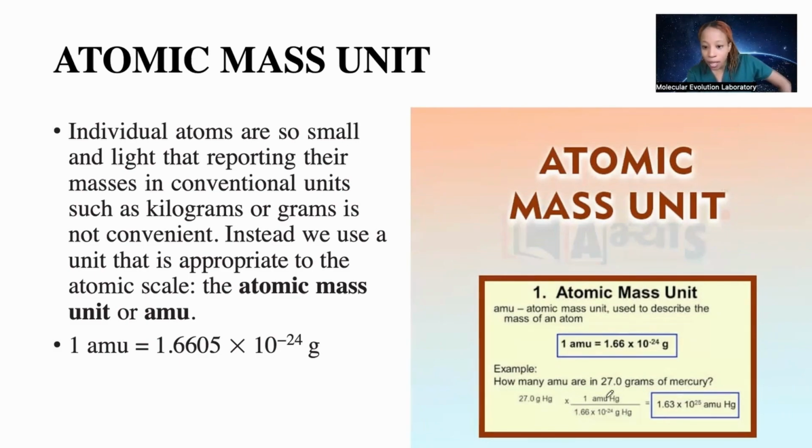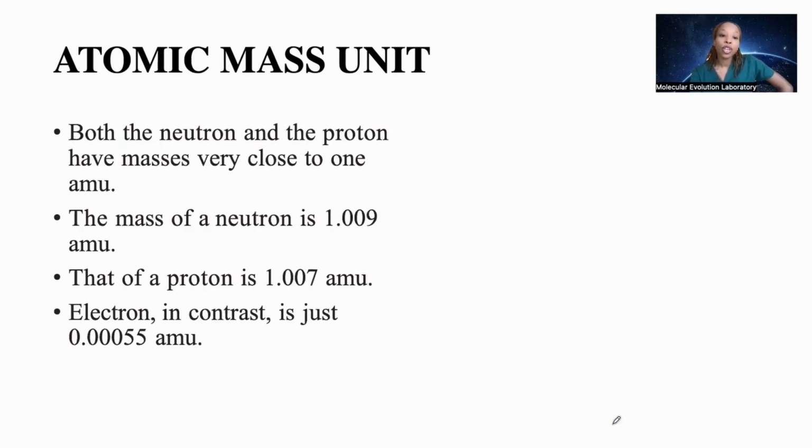And it's basically the same thing here. So how many atomic mass units in 27 grams of mercury? 27 grams of mercury times 1 atomic mass unit divided by 1.66 times 10 to the minus 24 grams of mercury is 1.63 times 10 to the 25 atomic mass units per mercury. Both the neutron and protons have mass very close to 1 atomic mass unit.